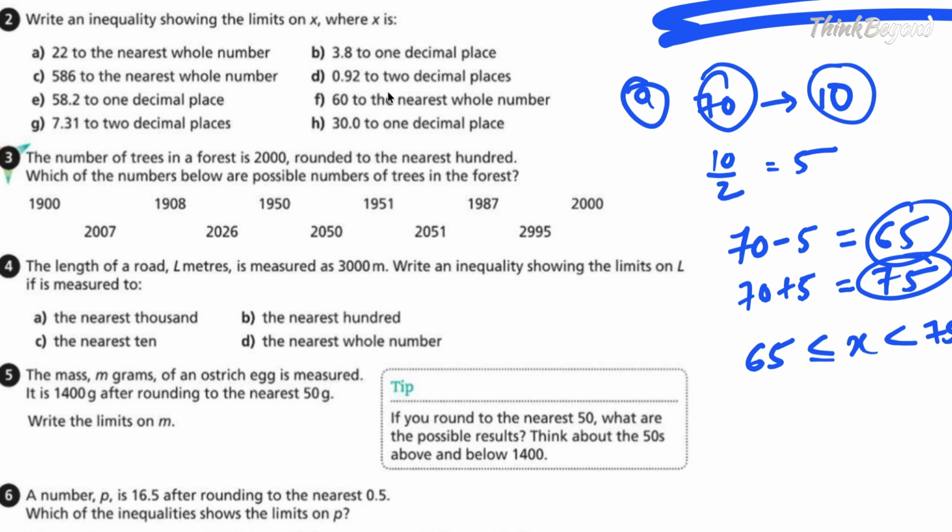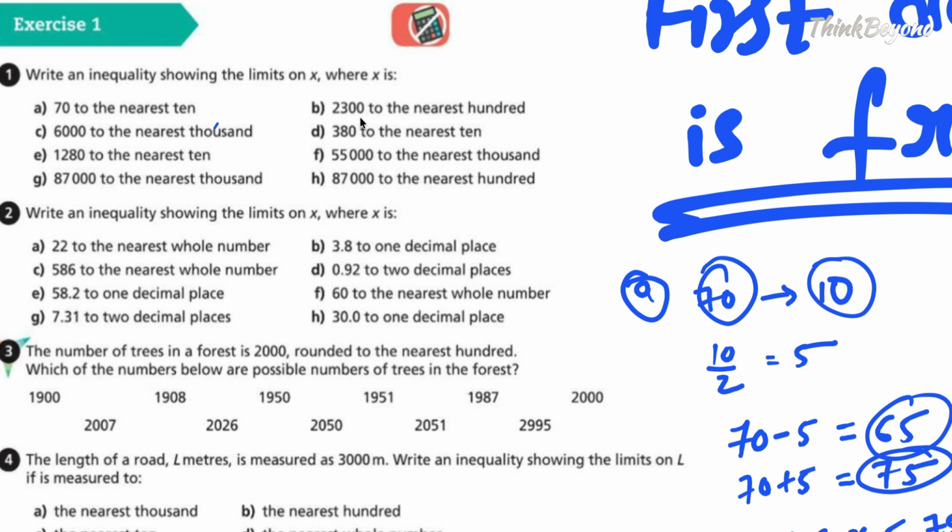Now let's do question B. It says 3.8 to 1 decimal place. If you want to solve it, you can pause the video and solve question B. Now question B says 2300 to the nearest 100. What does it say? To the nearest 100. So what do we have to do?